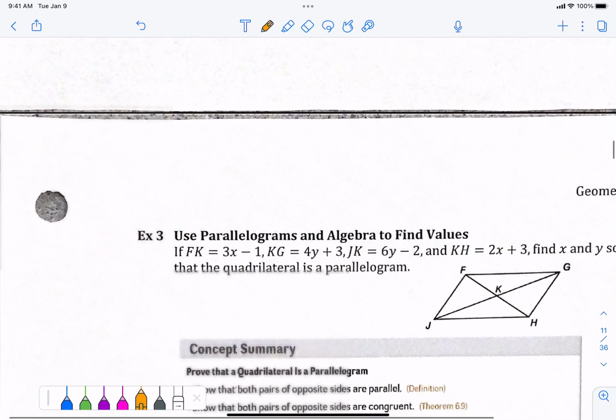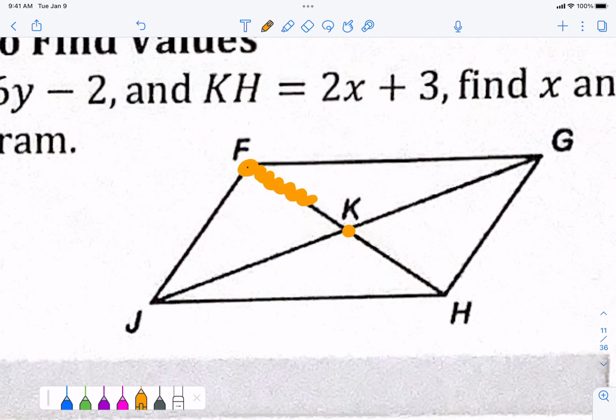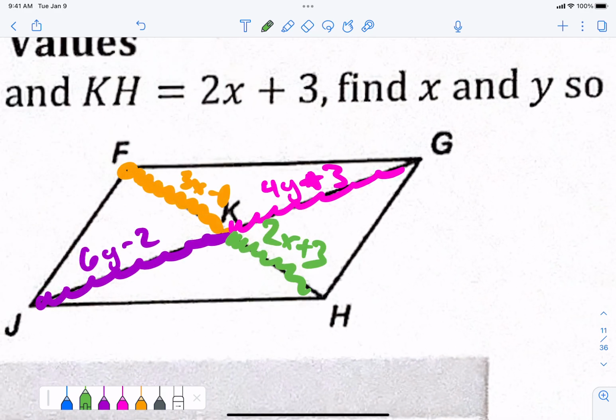Okay? Backside, here we go. They have a lot of stuff in this paragraph up here, and none of it's labeled down here. This is not a hard problem, but we've got to label. So from F to K, the F part to the middle part is 3x minus 1. So this little distance right here is 3x minus 1. I'm going to label it on the diagram. Then they tell me that KG, which is this right here, is 4y plus 3. Then they tell me that YK, this guy right here, is 6y minus 2. And then the last one, KH, is 2x plus 3. And I'm trying to find x and y. That's all I'm trying to find.